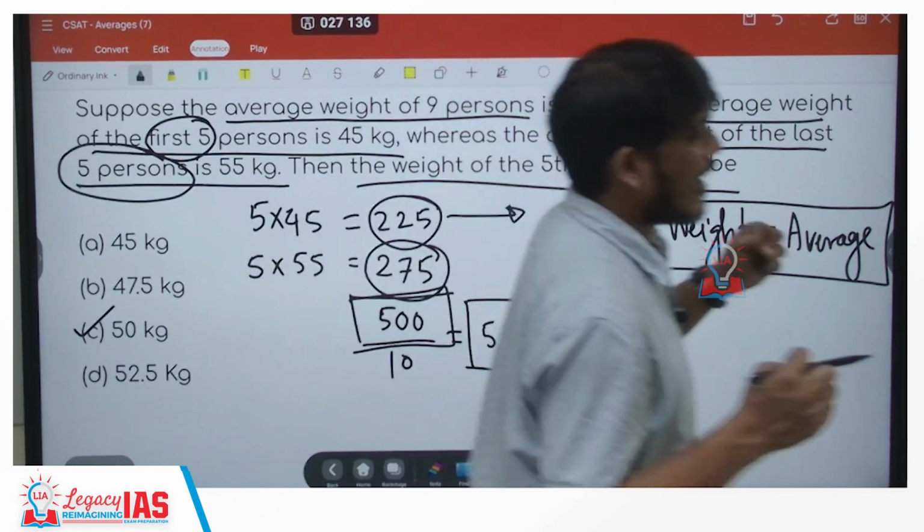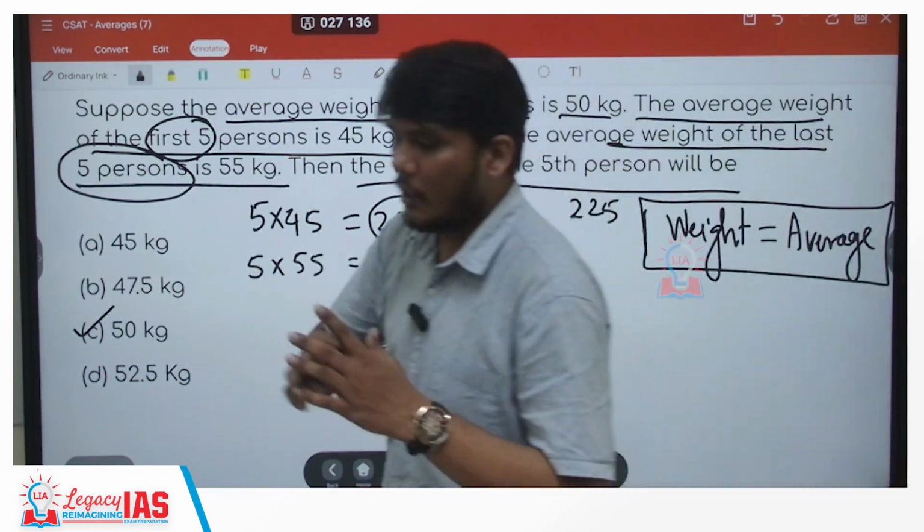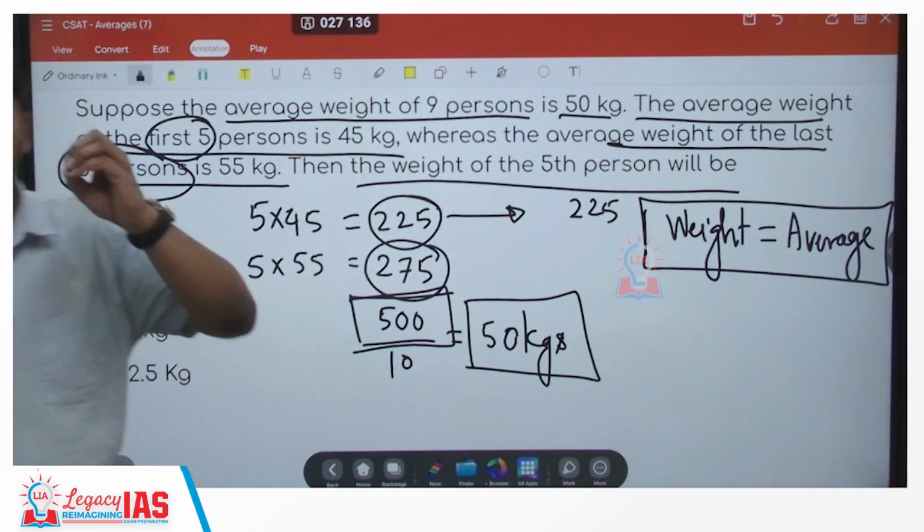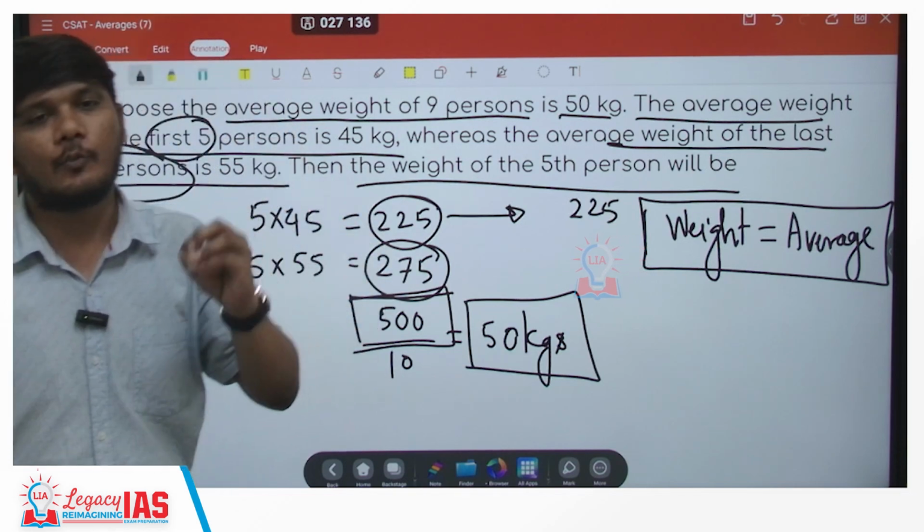Okay, so these are the kinds of questions that come under averages. Very simple, very straightforward. You should aim to get all the average questions right.